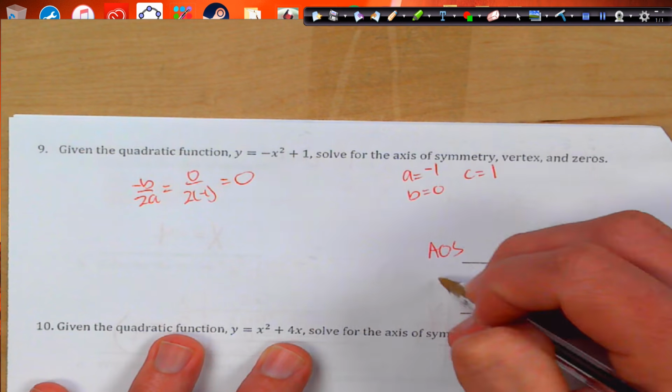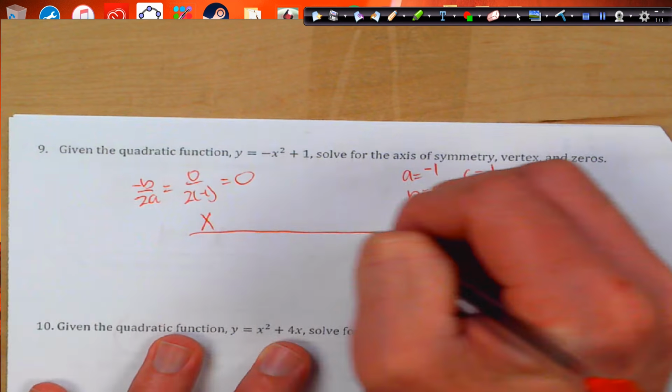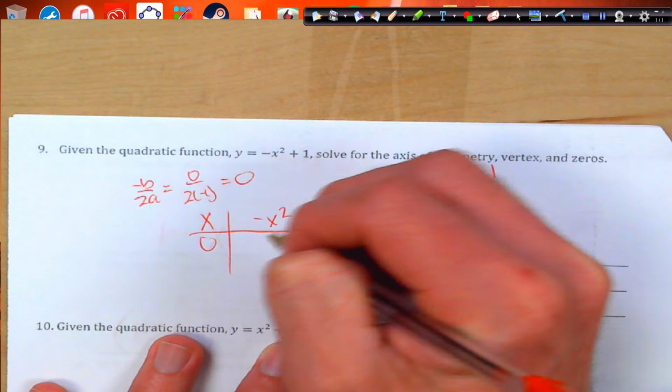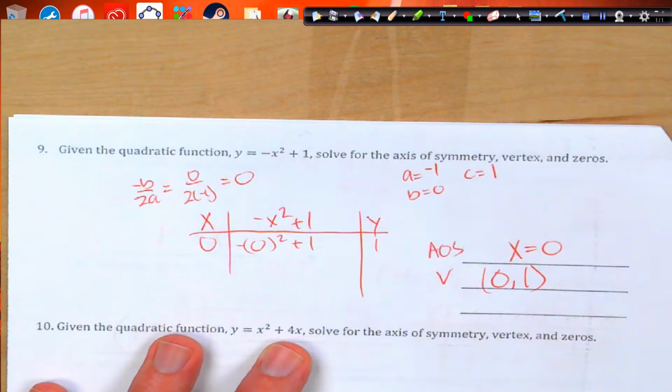And then my vertex is going to be 0 comma something. So we'll write our x and y chart. Plug in 0. That's just going to make it 1. So my vertex is at 0 comma 1.